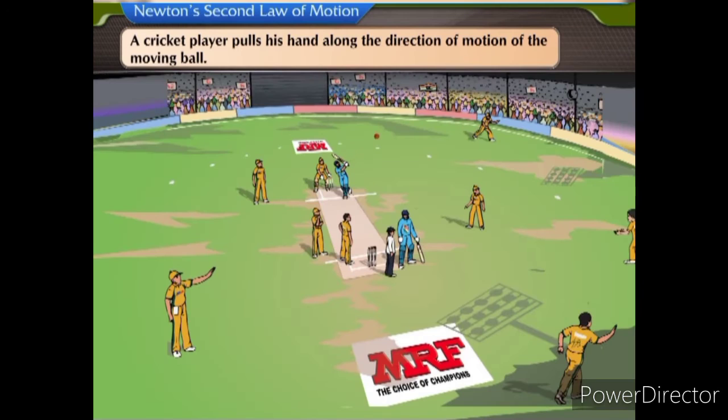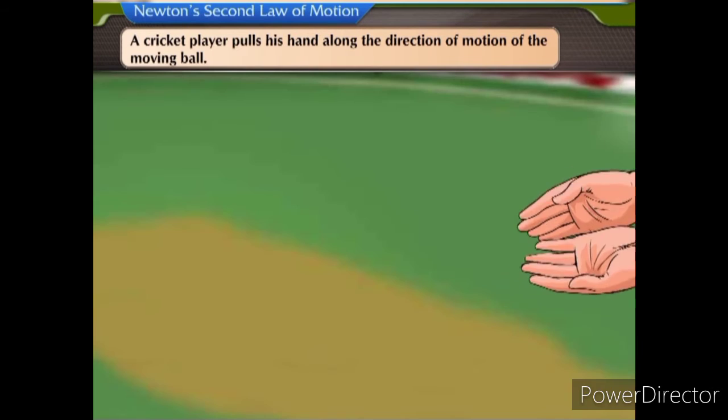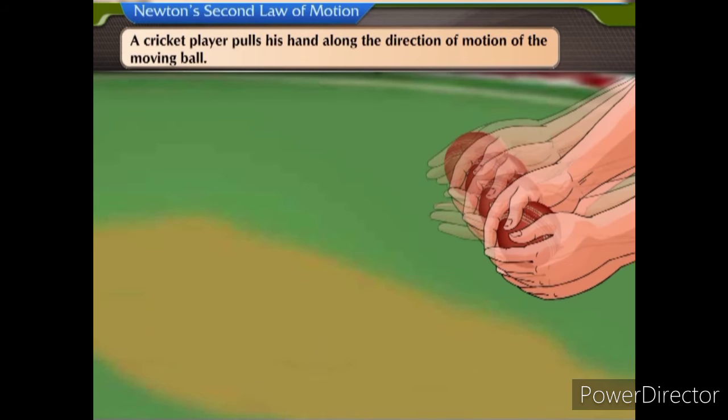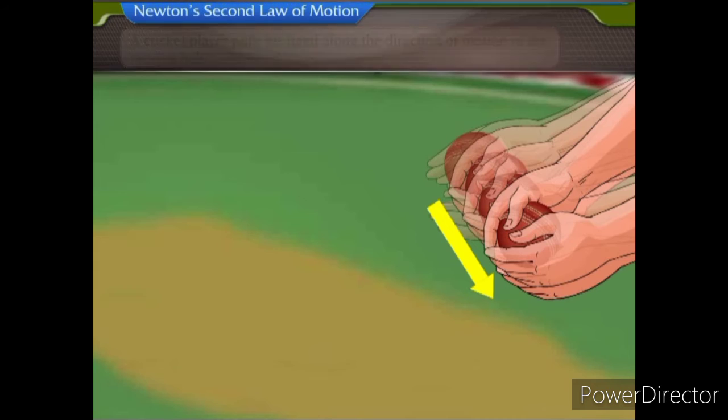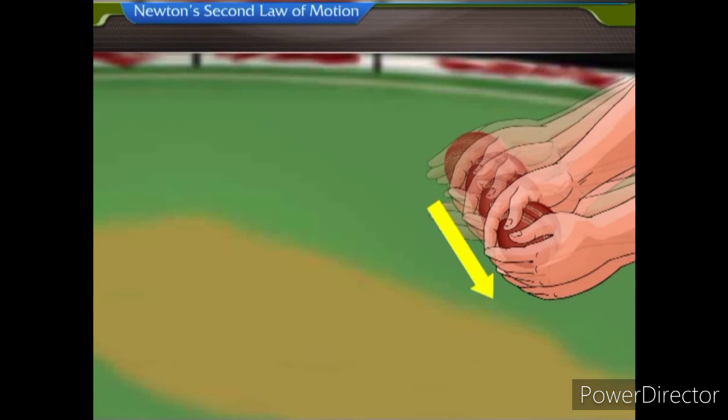In our everyday actions, the second law of motion is often seen. For example, a player on a cricket ground, while catching a fast-moving ball, pulls his hand along the direction of motion of the moving ball, due to which the momentum of the ball decreases slowly so that the impact of force decreases and the player does not get injury on his palm.